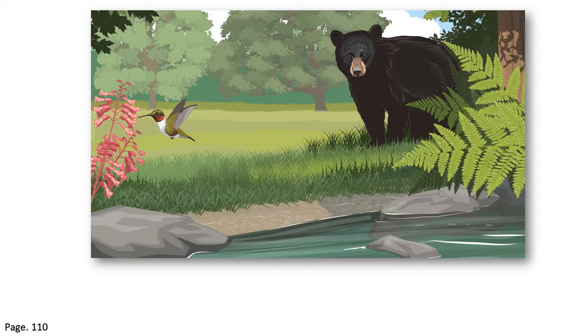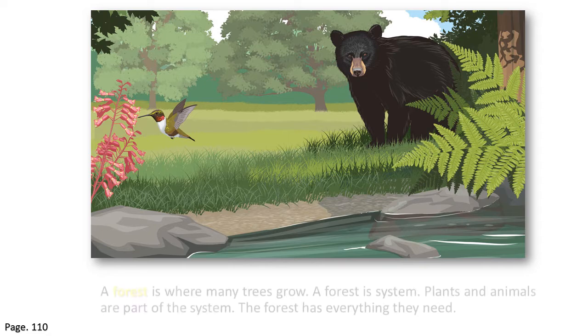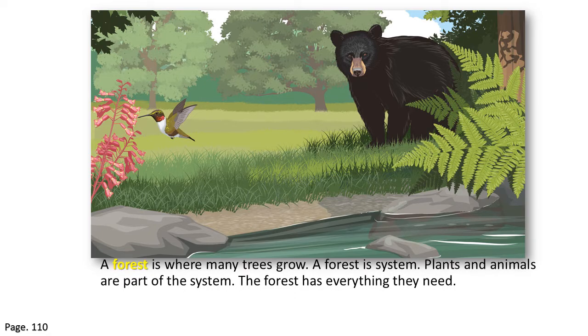Moving on to page 110 in our science book, where we will discover another interesting habitat, which is the forest. A forest is where many trees grow. A forest is a system. Plants and animals are parts of this system. The forest has everything they need.